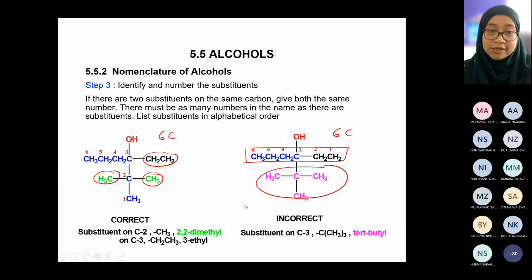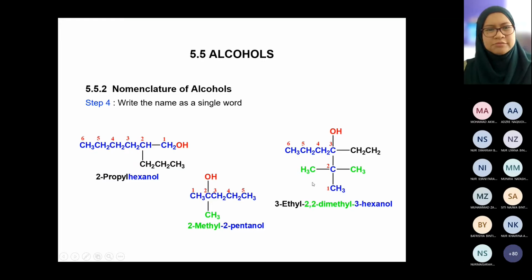So which one do we prioritize? We will prioritize the one that has more substituents, not this one. This one we have 3 substituents, 1, 2, 3, but this one we only have 1. Then write the name as a single word. Make sure the ending is -ol. If it is an alcohol, the ending should be -ol.